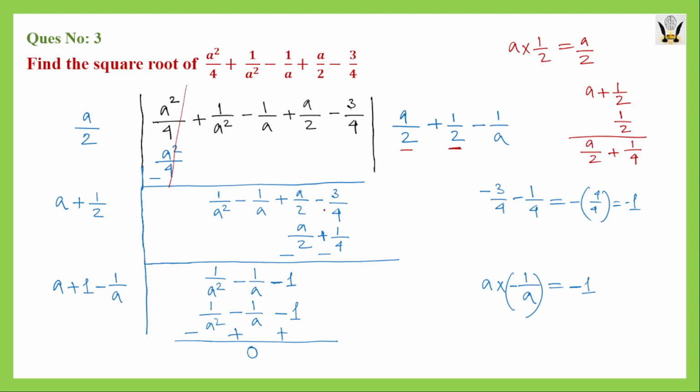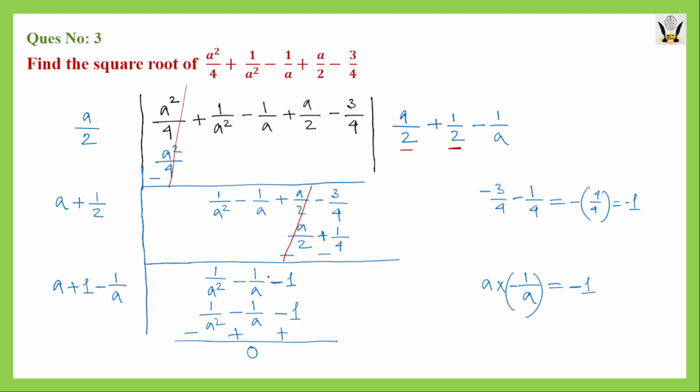And now again what we'll do, the change of sign, now we will be simplifying. So a by 2, and here it is minus a by 2, so that will cancel each other. Minus 3 by 4 minus 1 by 4, so it will be minus 1, means minus 4 by 4, so it will be minus 1. And then the other terms, so 1 by a square minus 1 by a.